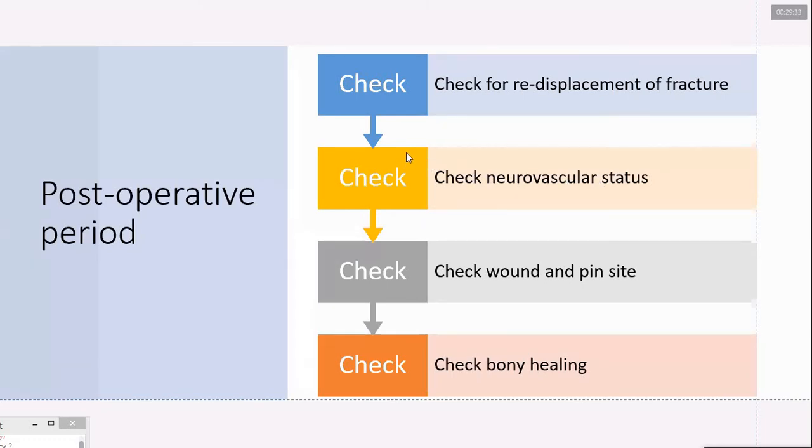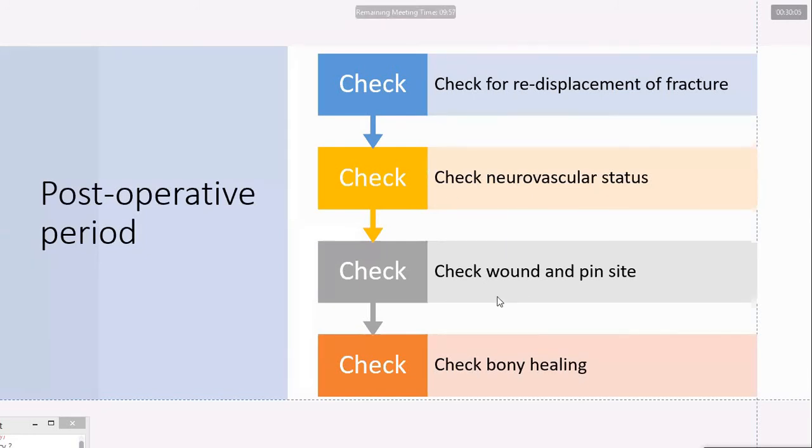As soon as the child gains consciousness, ask the patient to move the fingers just to check that you have not additionally injured any ulnar nerve or any other nerve during the surgery. It also needs to be checked on a weekly basis till union, because sometimes the pin can cause pressure on the nerve, leading to slow ulnar nerve injuries, as well as the vessels. Yeah, by checking the pulse.